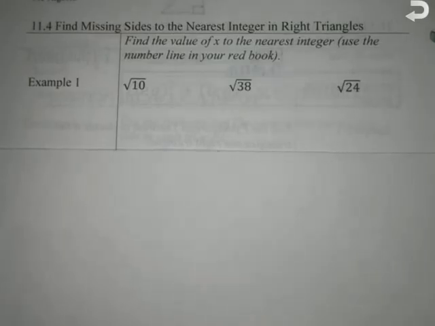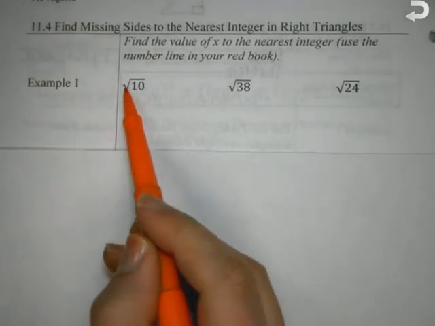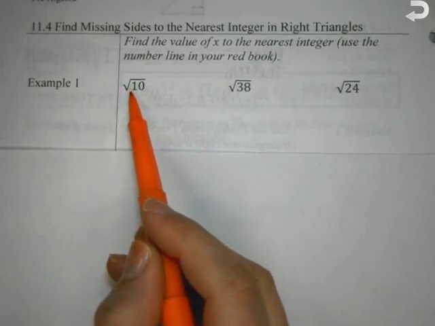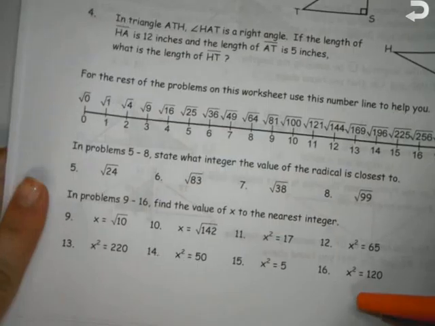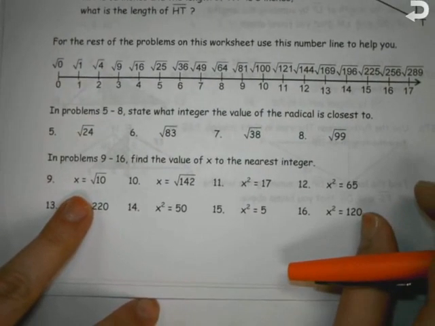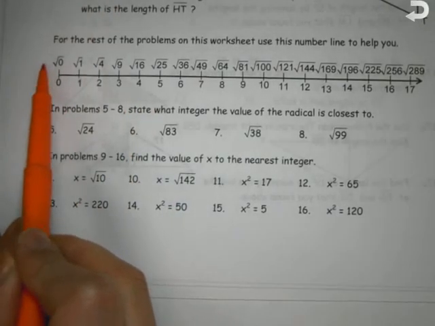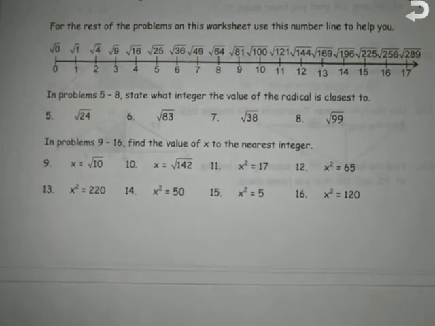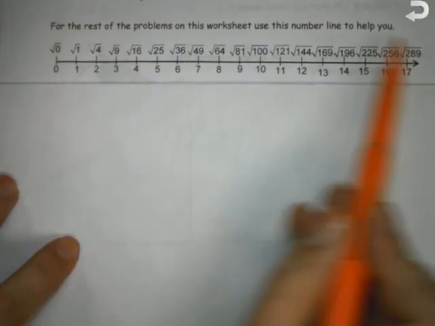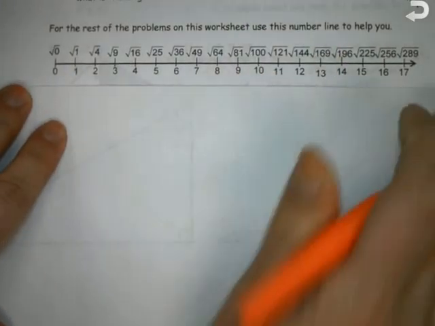So example 1 wants me to find to the nearest integer the value of the square root of 10. Okay? So if I am looking for the square root of 10, let's look at the number line. Looking at the top part of the number line, and this should be reviewed because we did do it earlier in the year. Just at this top part of the number line is a list of all of the perfect squares and the integers of the answer when we take the square root of those.